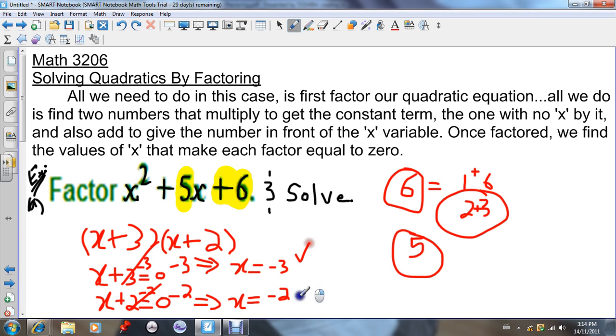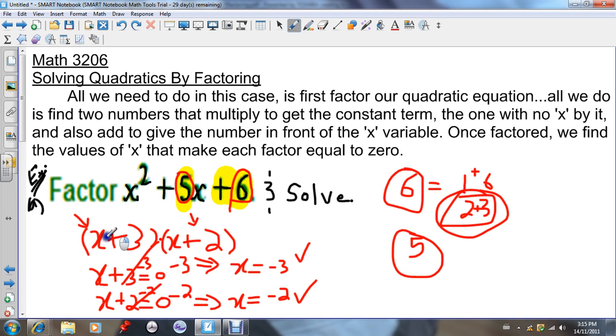These are your solutions, boys and girls. Now, if you didn't get that, go back and look at it. Simply put, I'll go through it again. Find two numbers that multiply to give the end number and add to give the middle. What were they? They were 2 and 3. Simply sub them into the factors here: x plus 3 times x plus 2.